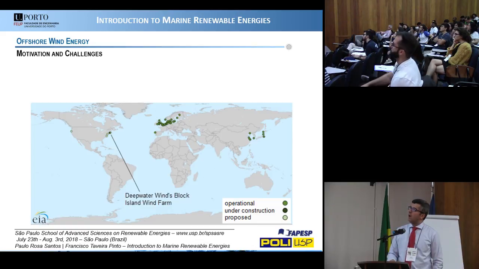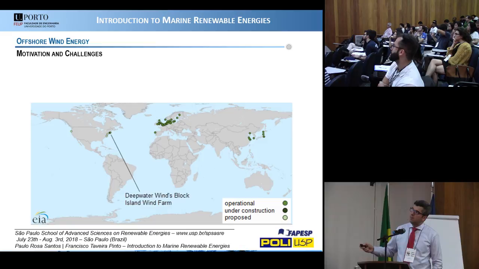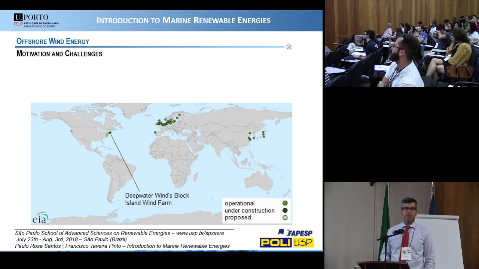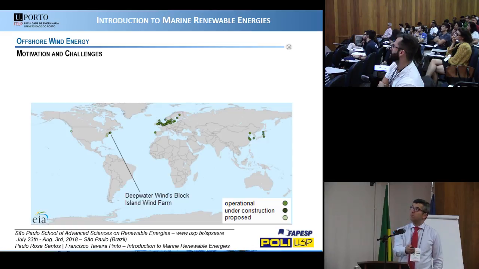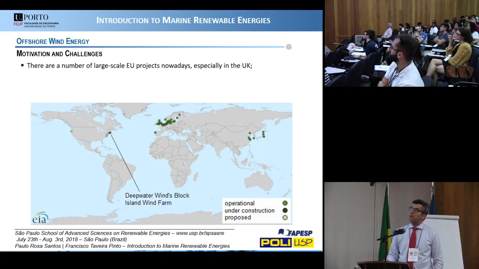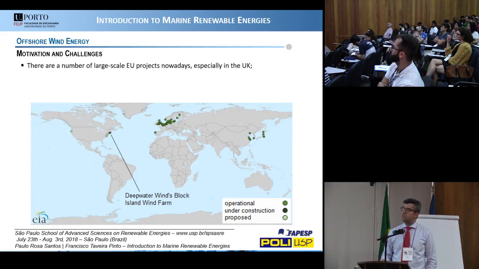Here you have the locations of the parks that are already in operation, under construction, and proposed. So most of them are here in the North Sea, a few here in the United States, and also in this part of Asia. Okay. So there are already a number of large-scale projects nowadays running, especially nearby the UK and in the North Sea.